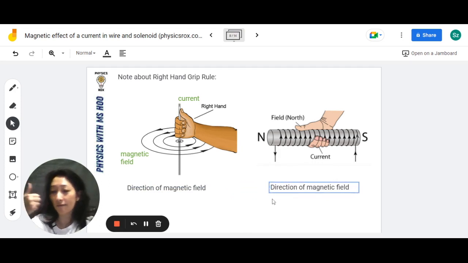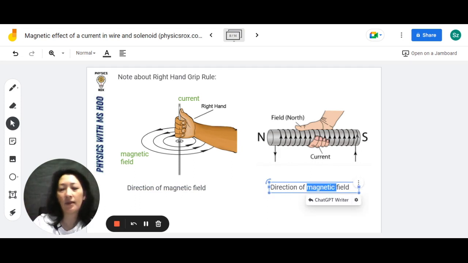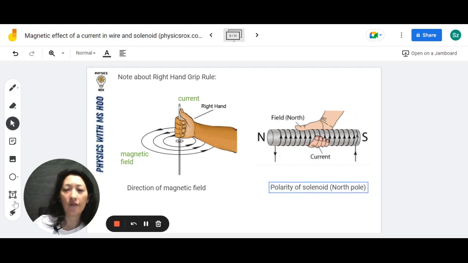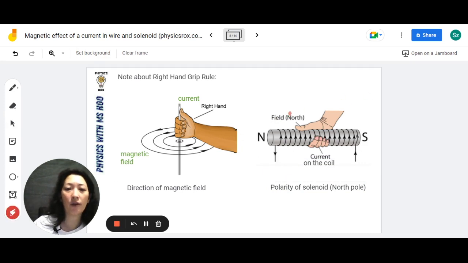Same hand grip rule, but used in a different way. This is to determine the polarity of the solenoid. That means we want to determine the north pole. Your fingers now represent the direction of the current on the coil. Your thumb points to where the north should be on the coil, right?